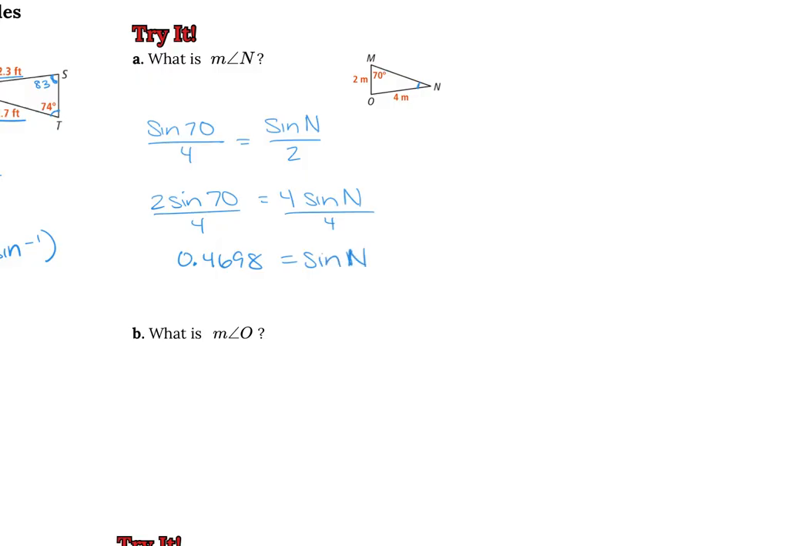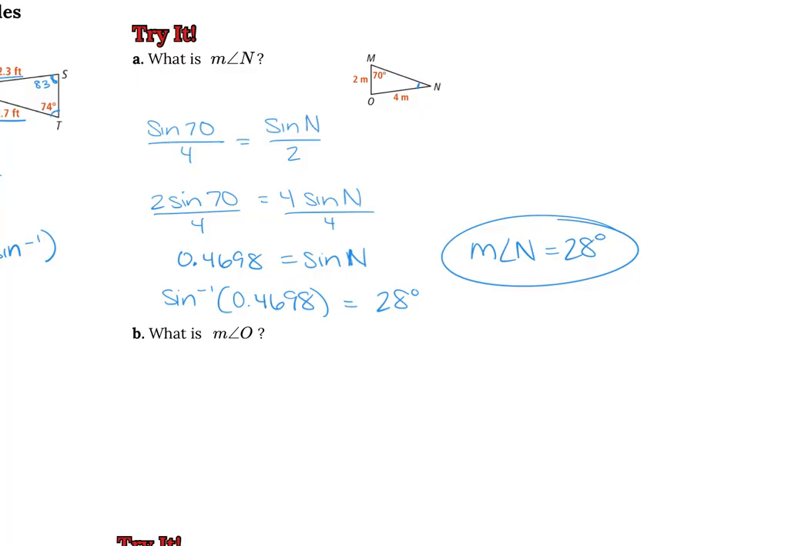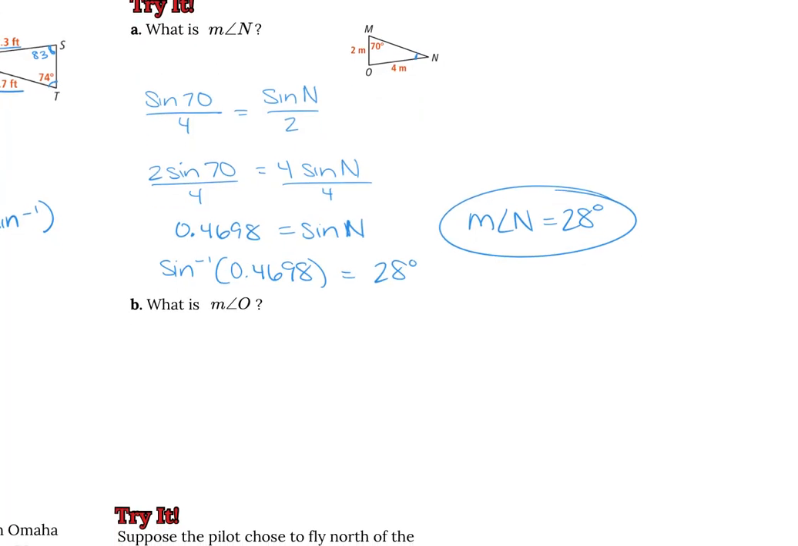I'm going to take the inverse sine of the 0.4698, which will give me a measurement of 28 degrees. So the measure of angle N is 28 degrees. Now the measure of angle O. Well, I know that all of them have to add up to 180 degrees, minus the angles that I know. And I would get 82 degrees.